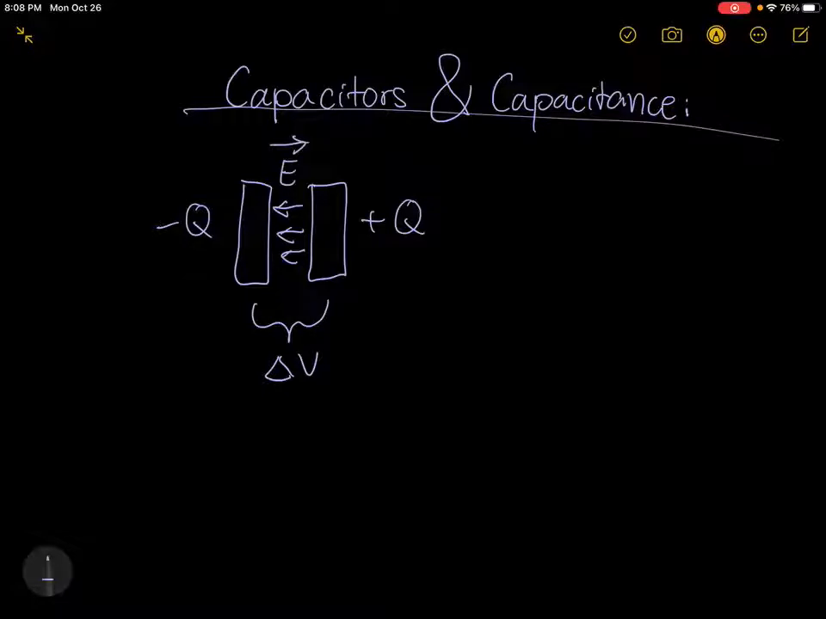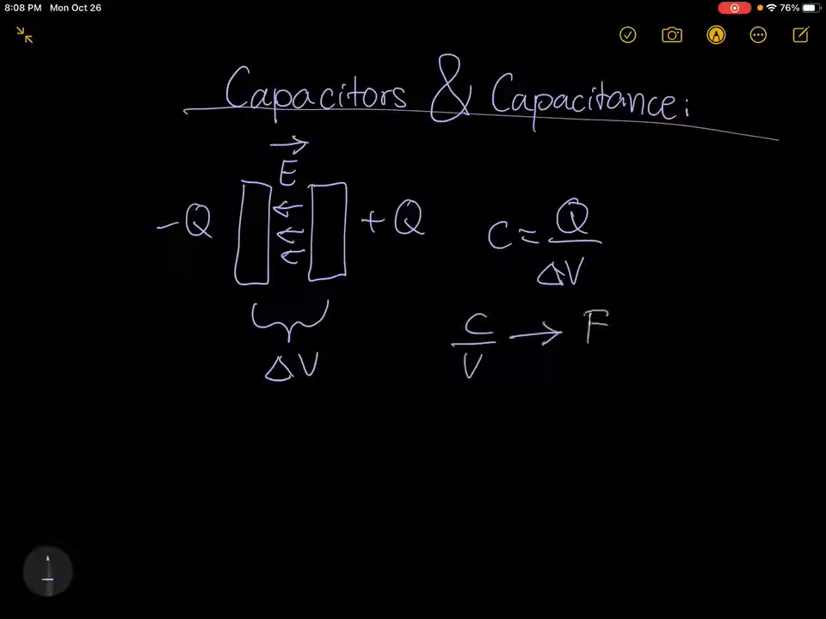And so, what is capacitance? Well, capacitance is a measure of how effective a capacitor is, and it's a measure of how much charge it has over its potential difference. The formula for capacitance is the charge over the potential difference, or voltage. And the units are coulombs per volt, which is also the same thing as farads, which is an F.